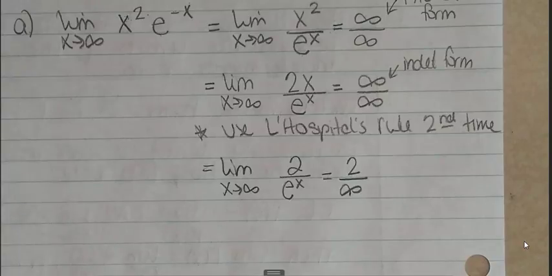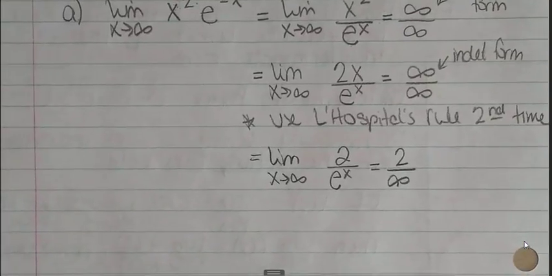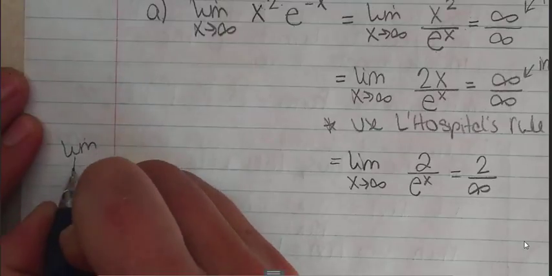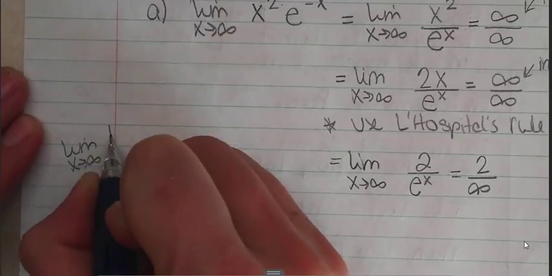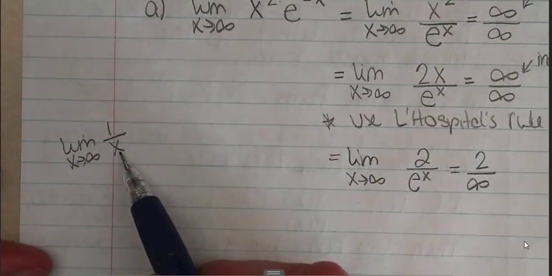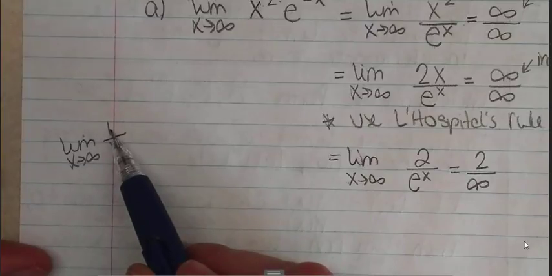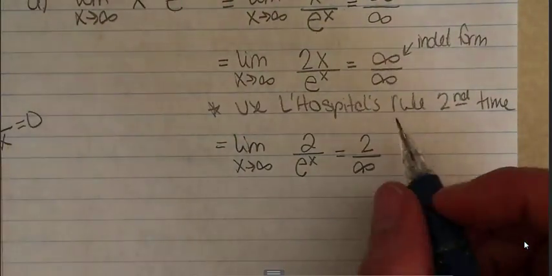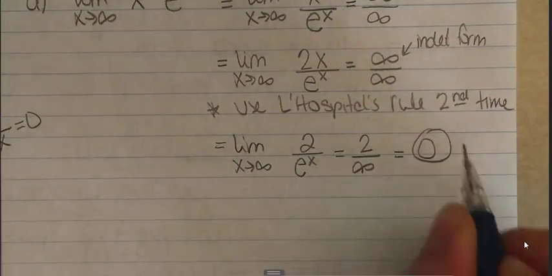And this is something that we talked about quite a while ago, but if you recall that the limit as x goes to infinity of 1 over x, or any constant over x, basically that denominator is going to get really, really big as the numerator stays the same. So this thing goes to 0, which will be true here as well, right? So this equals 0.